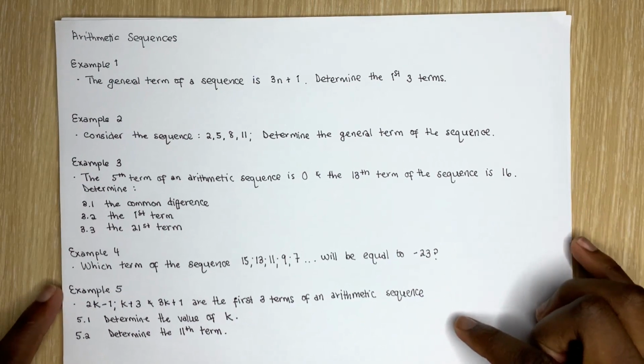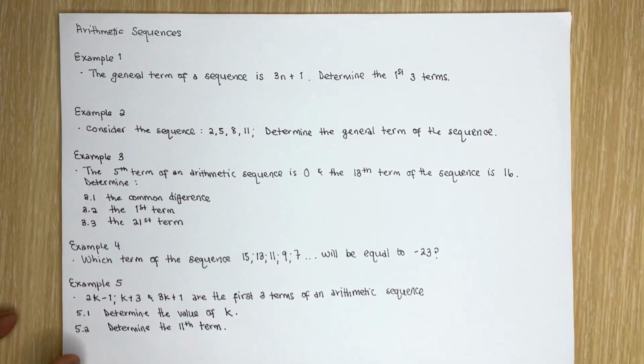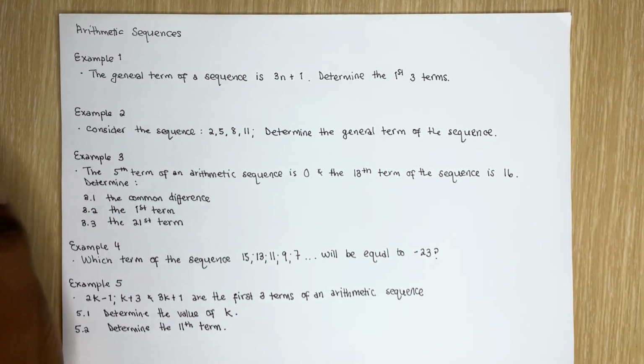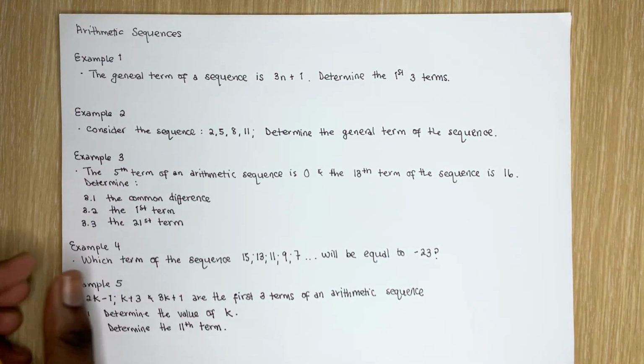So here are our examples. The first example asks us: the general term of a sequence is 3n plus 1. Determine the first 3 terms in this sequence.